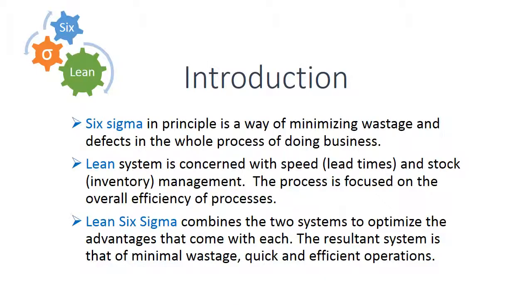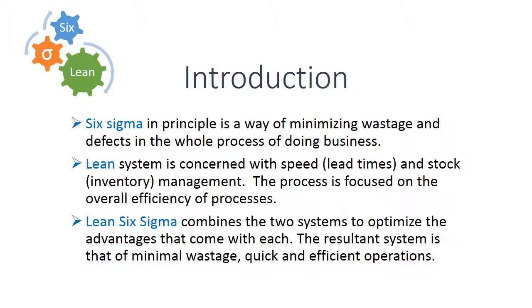The Six Sigma principle is a way of minimizing wastage and defects in the whole process of doing business. The Six Sigma method is concerned with defects and their variation. The technique determines the causes of each defect and then recommendations for control are implemented, thereby resulting in an improved quality of products. This process of checking and controlling occurrence of defects results in continuous improvement. Products and services produced under a Six Sigma system should therefore be, as much as possible, defect-free.